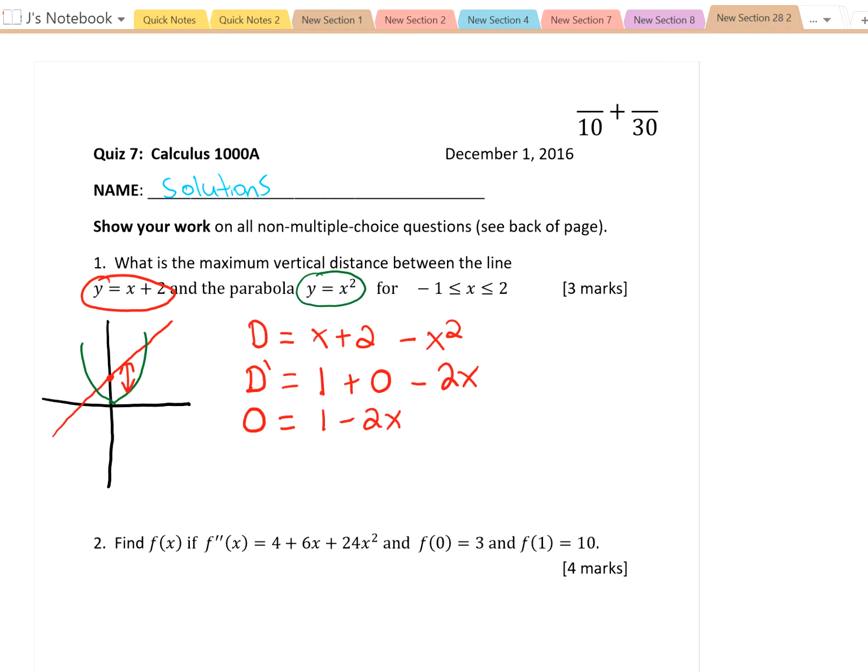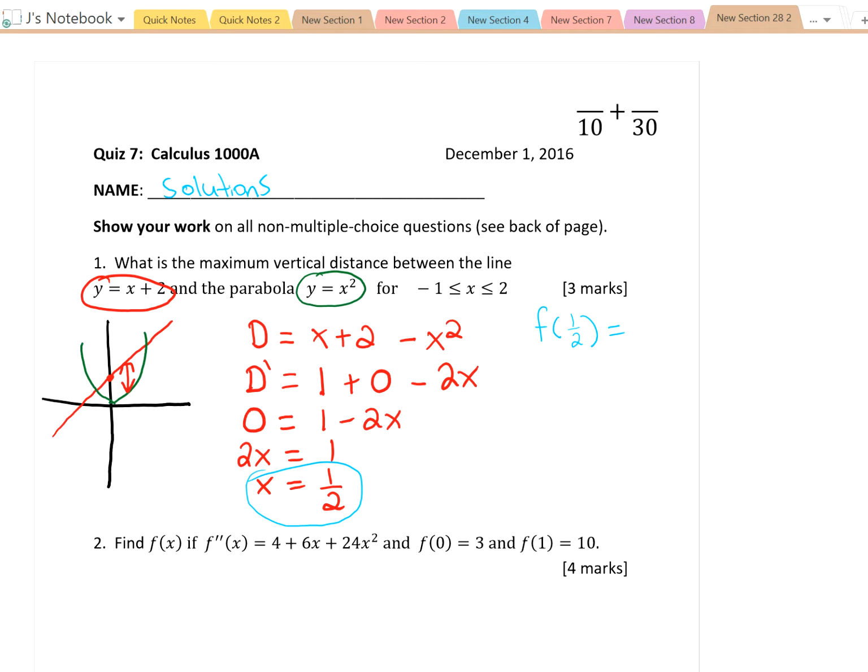1 minus 2x equals 0. Move the 2x to the other side. Divide both sides by 2. We get one critical value, x is equal to 1/2. And because this is a global max-min question, we're going to check our function at the endpoints and at our special point, 1/2.